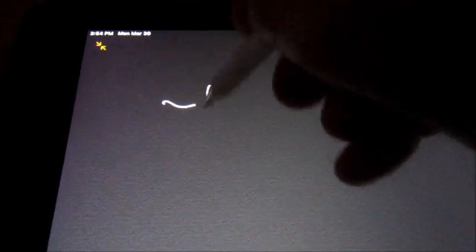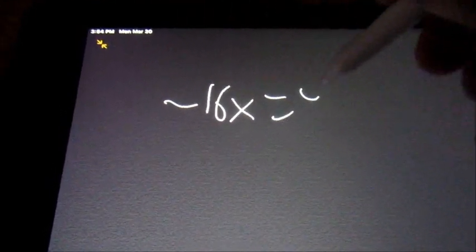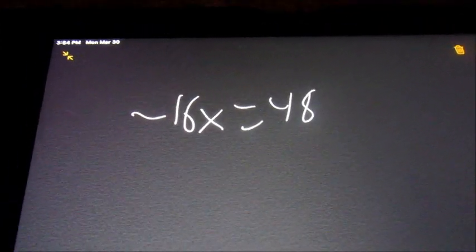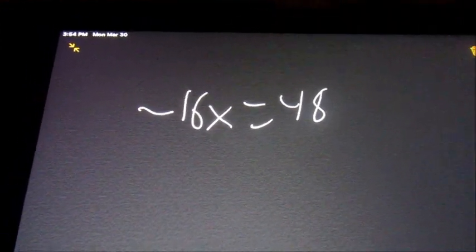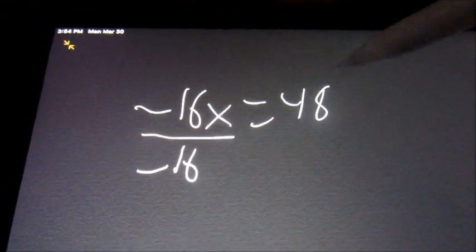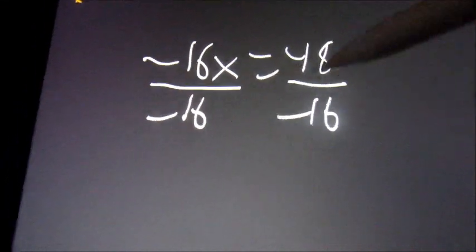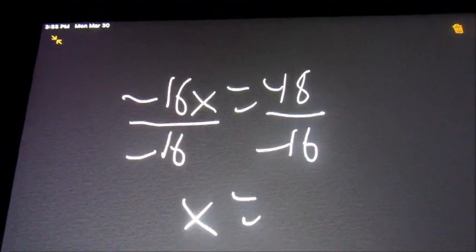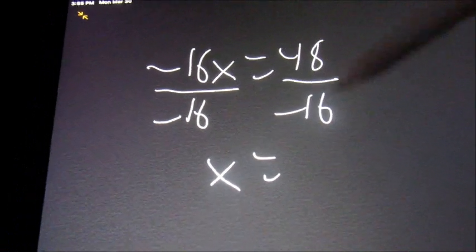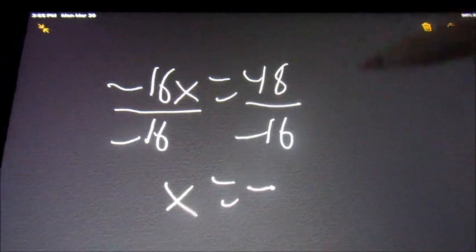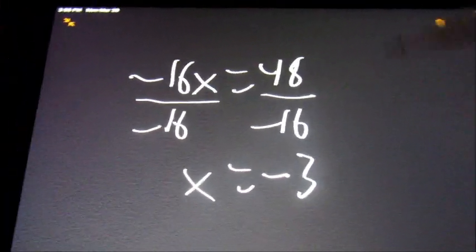Next, let's say that we have negative 16x equals 48. This one throws some people because we have the negative sign in front of the 16. We do have to divide both sides by the negative 16. And when we do this, negative 16 divided by negative 16 is 1. We have a positive divided by negative, so our answer is going to be negative. And 48 divided by 16 is 3.